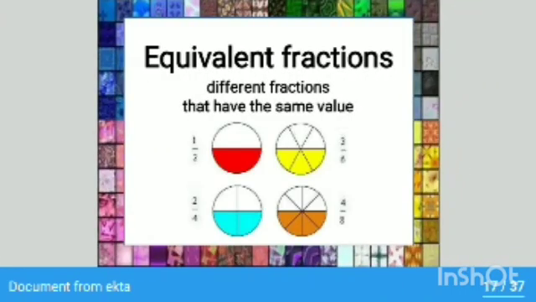Now, what are equivalent fractions? The different fractions that have the same value are called equivalent fractions, like 1 upon 2, 3 upon 6. Now, the numerator is 3 and the denominator is 6. You can do cutting very easily. 3 ones are 3, 3 twos are 6. So what are you getting here? 1 upon 2. So both have the same value. In such a way, these kinds of fractions are called equivalent fractions when they have the same value.